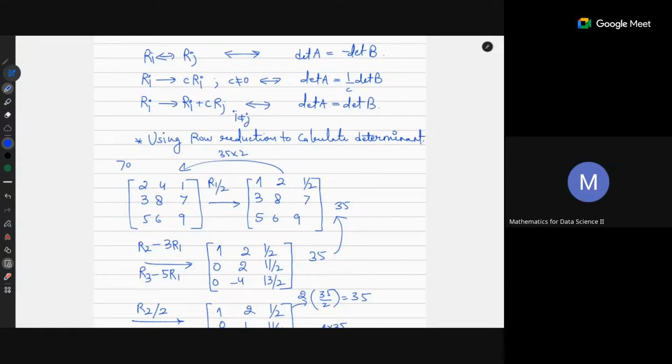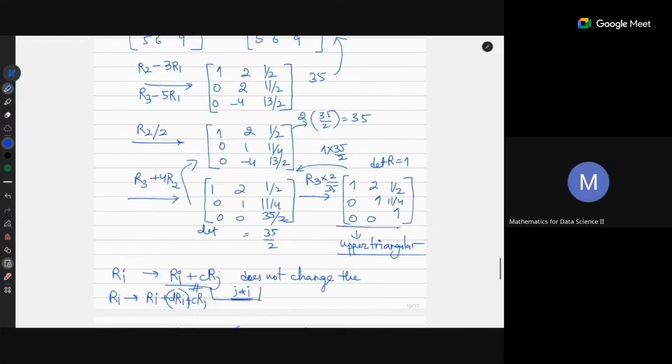Whenever you perform this operation, you don't need to change the determinant. Whenever you have multiplied your Ri with a scalar, your determinant will change. In the backward steps, you multiply by 1 by C to whatever determinant you had earlier to that.